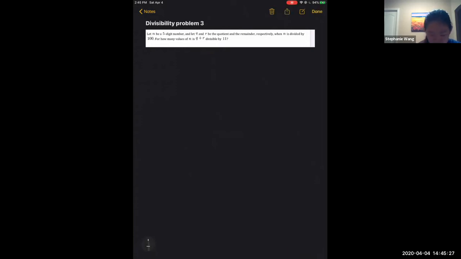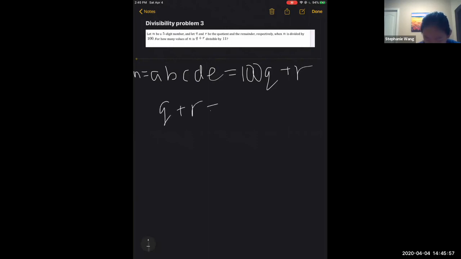Okay, so we know that we have a 5-digit number ABCDE. Once we divide it by 100, we get Q, and then the remainder is R. So we know that this is going to be 100Q plus R. Now we want to know how many values of n, which is this number, exist such that Q plus R leaves a remainder of 0 mod 11, meaning that it's divisible.